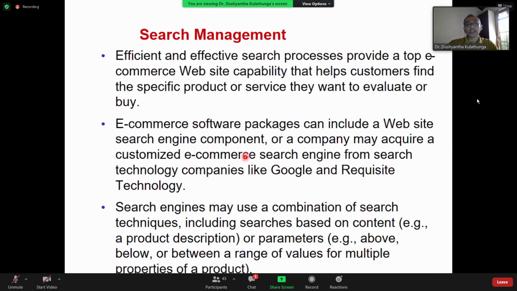Is there anything again not clear on search management? This is okay, sir. It's clear. Yeah. Okay. Thank you. We move forward. It's raining here. I don't know whether you get some noise.